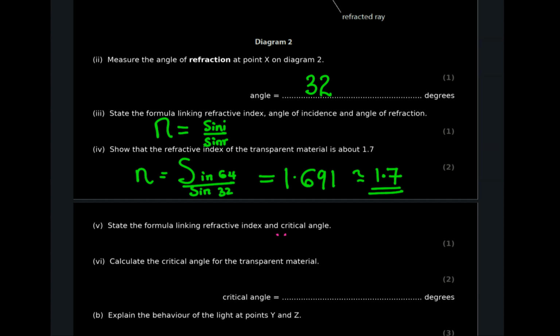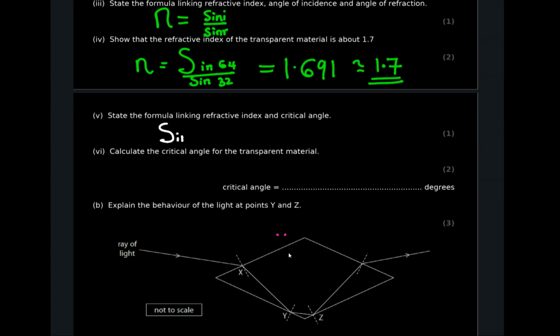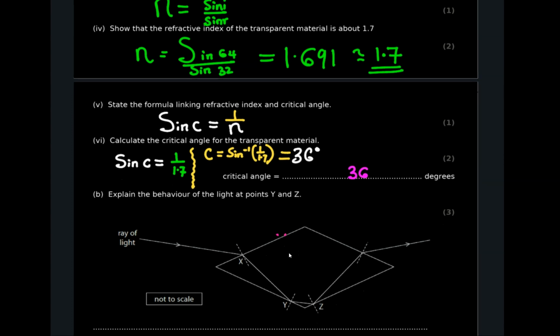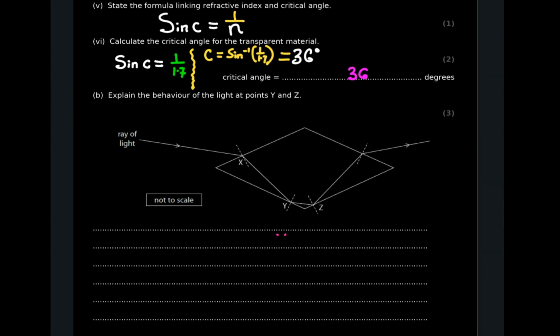State the formula linking refractive index and critical angle. This is going to be sine of the critical angle equals 1 over n. In order to work out the critical angle, we are going to use the formula above, so sine C equals 1 over the refractive index, which is 1 over 1.7. To find C, we find the sine inverse of 1 over 1.7. Use your calculator and check, what's your answer? Yes, 36 degrees is the critical angle.